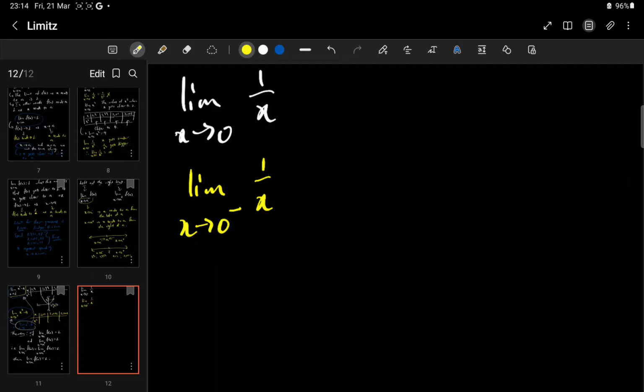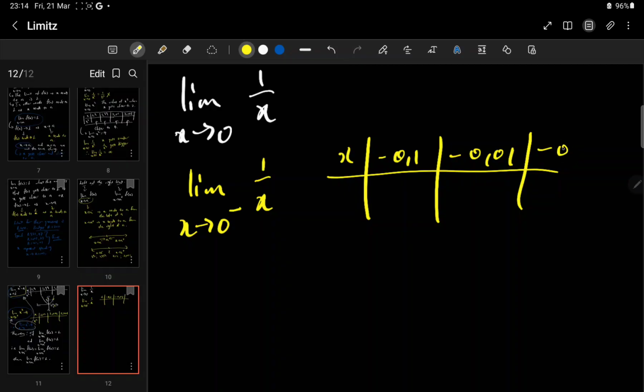So this is numbers like negative 0,1. Let's say this is x, and we have minus 0,1, minus 0,01, minus 0,001, right? And then now we have 1 over x here. So 0,1 is 1 over 10, so this will be minus 10. This will be minus 100. This will be minus 1,000.